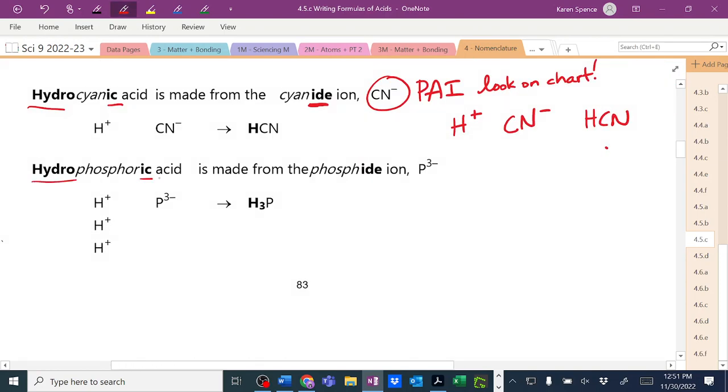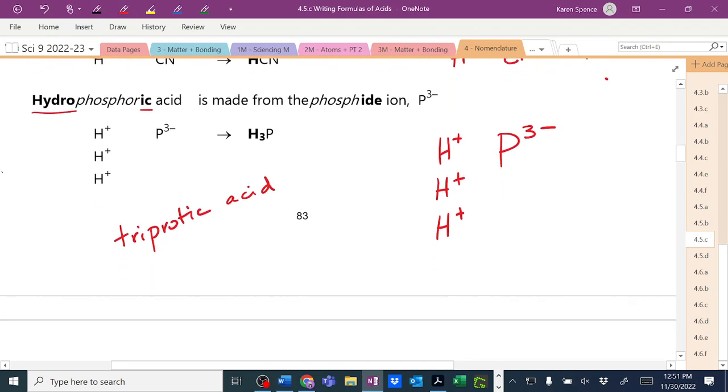Hydrophosphoric acid. This is just to prove that you can do it with a 3 negative ion. Phosphide is 3 minus, so you need 3 H's. If anyone is interested, this is what we call a triprotic acid. That's like part of grade 12. It's called triprotic because what is an H plus ion?